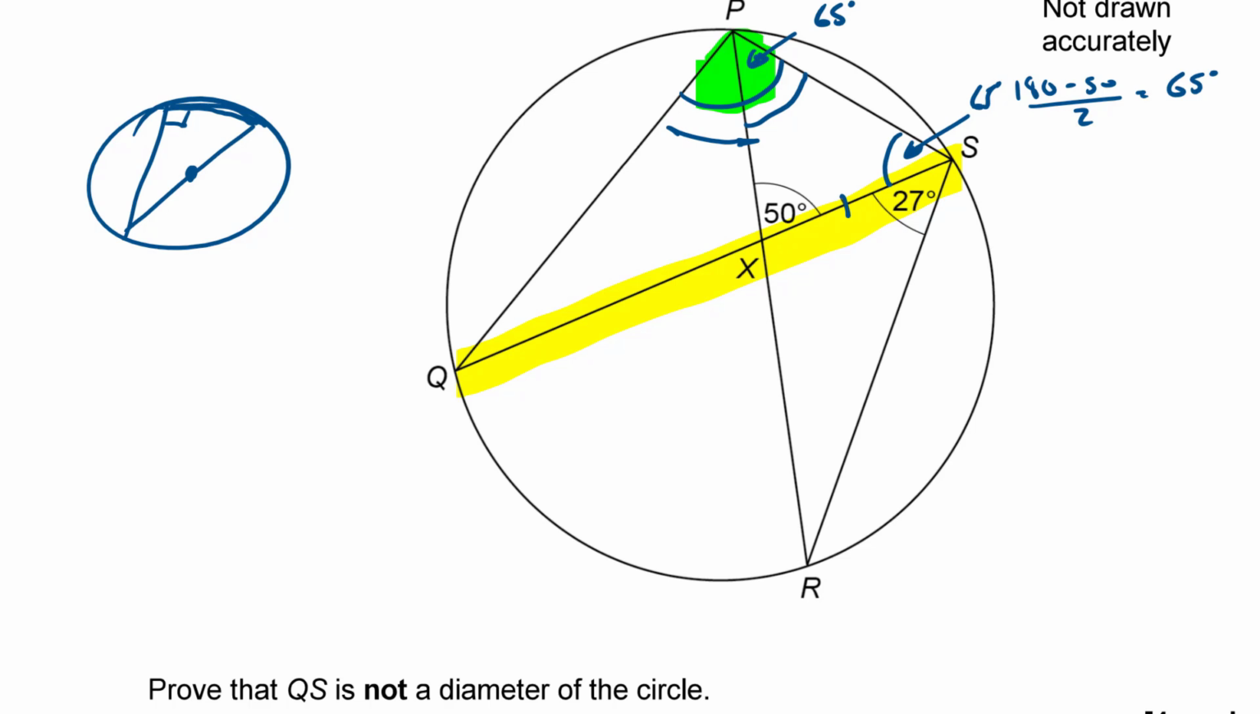Okay, so we've got half of the green angle. Now we need to find the other half. Now we know that that half is the same thing as this angle here, 27.